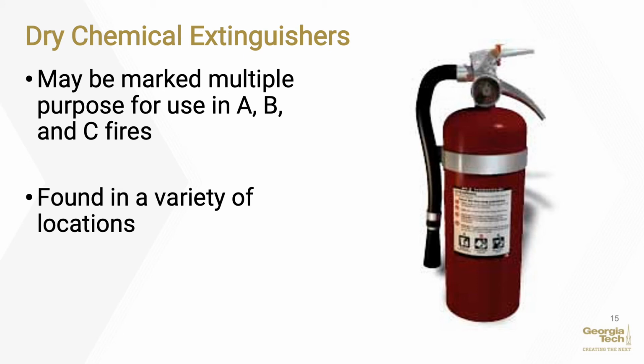Dry chemical extinguishers put out fires by coating the fuel with a thin layer of fire retardant powder, separating the fuel from the oxygen. The powder also works to interrupt the chemical reaction, which makes these extinguishers extremely effective. Dry chemical extinguishers are usually rated for Class B and C fires and may be marked multiple purpose for use in A, B, and C fires. These extinguishers will be found in a variety of locations, including public hallways, laboratories, mechanical rooms, break rooms, chemical storage areas, offices, commercial vehicles, and other areas with flammable liquids.